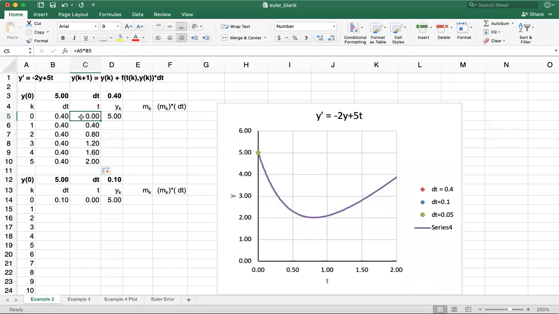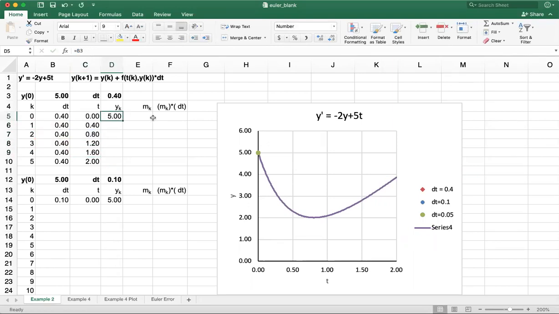If I come down here, you can see, for example, that this time is equal to the cell above it plus delta t, which is to the left. If I go to the next cell, it's equal to the time above it plus the cell to the left of it. The next cell is always the time above it plus the cell to the left of it. So you can kind of see how Excel works there.